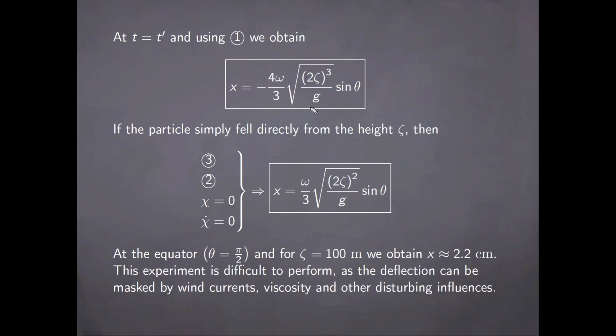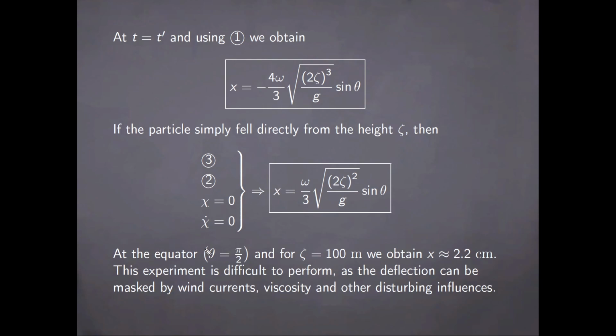Now, if the particle simply fell directly from the height zeta, then what we have to do is use results 3 together with these conditions set to 0 in order to obtain the expression here. So notice that in this particular case, the deflection is 4 times less, and it is in an opposite sense with respect to the initial circumstances.